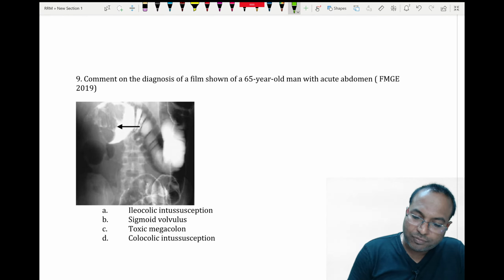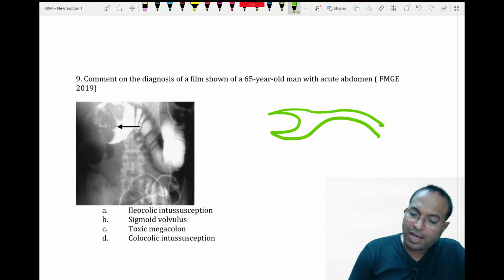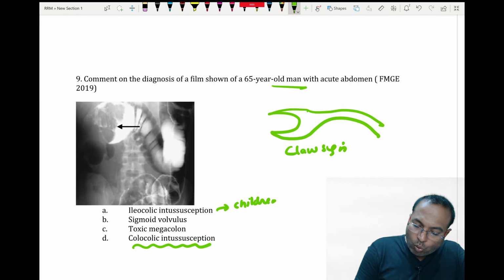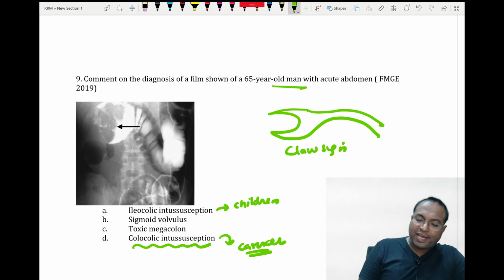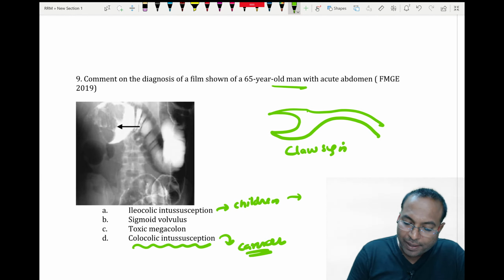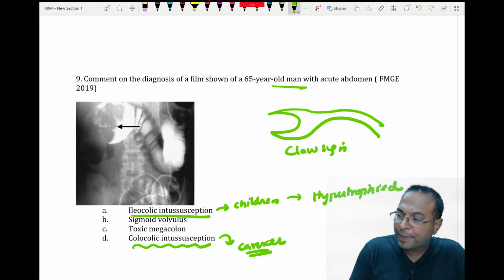Comment on the diagnosis of the film in an old man with an acute abdomen having a claw sign. This is a claw sign. A claw sign in an old man is usually a case of colocolic intussusception. Ileocolic is common in children. In old age, it is usually colocolic intussusception due to cancer. But in children it is usually ileocolic intussusception due to hypertrophic Peyer's patches.